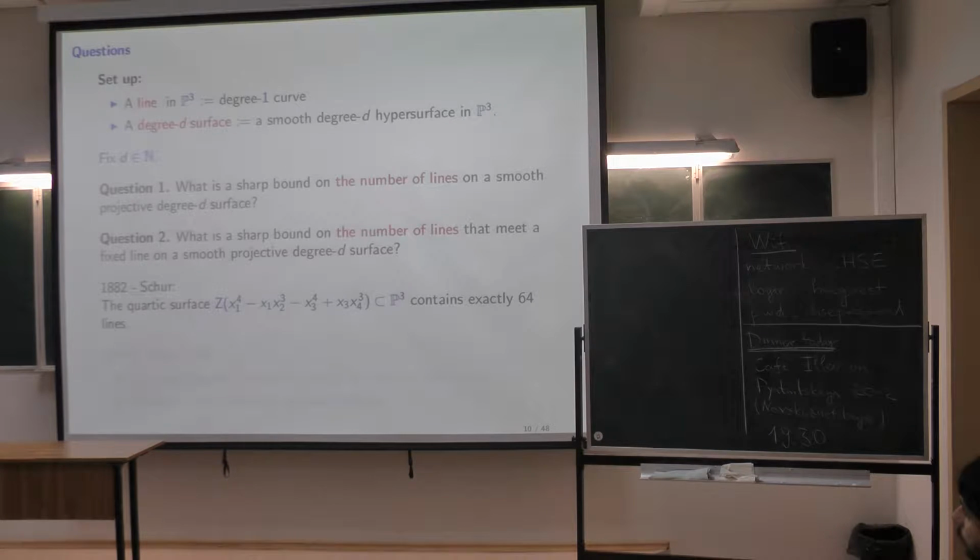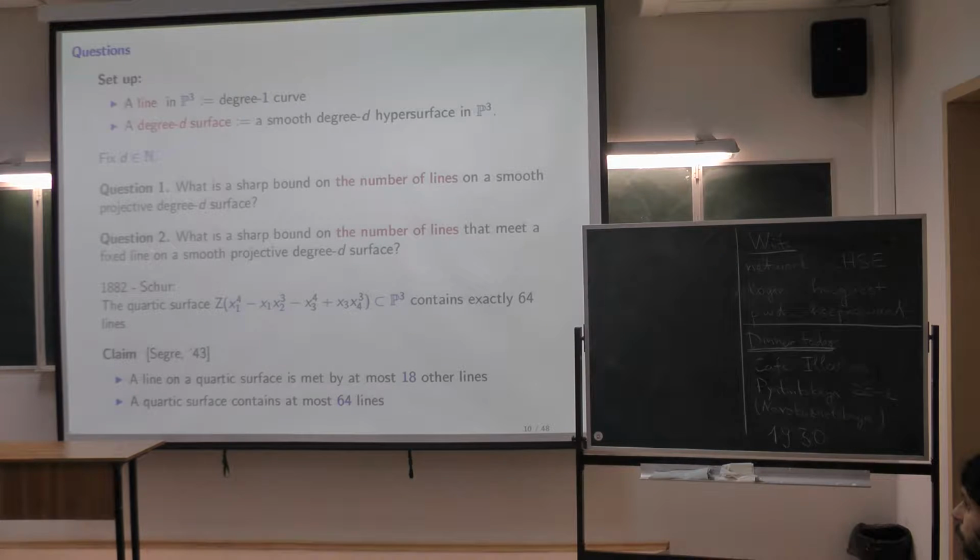So anyhow, once everything was known on degree 3, people started on degree 4. Schur constructed his surface with 64 lines, and then Segre gave a proof that the answer for this question is 18, and the answer for this question is 64. Okay? In degree 4.